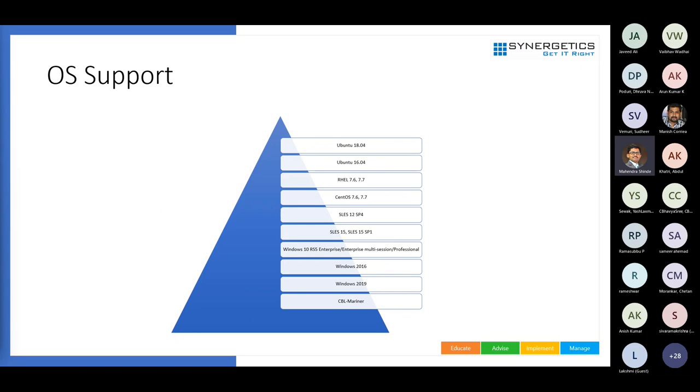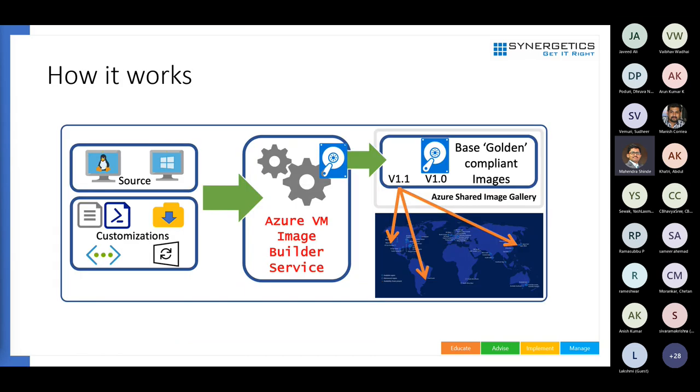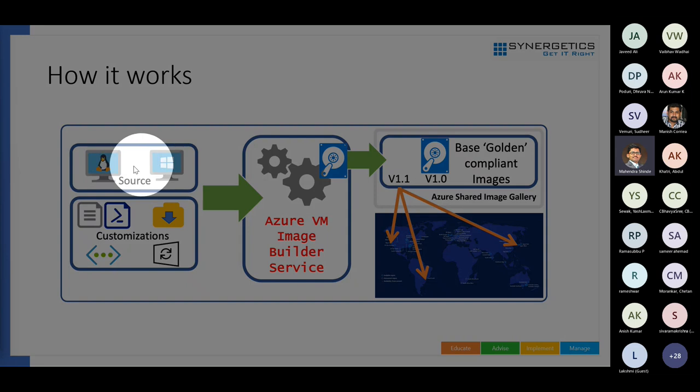Ubuntu images are patched by Canonical, the vendor, and Windows images are from Microsoft. So how does it work basically? You define a source. Now your source could be either a Linux or a Windows virtual machine.